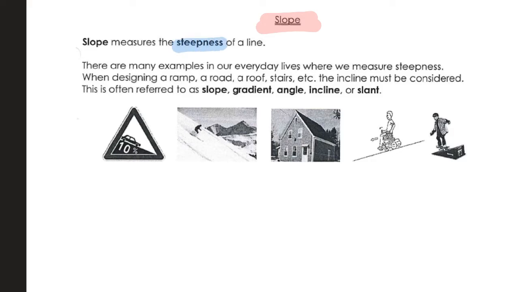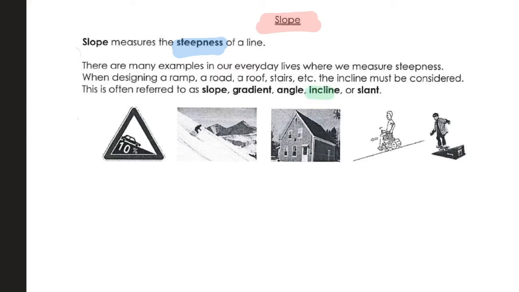Slope measures the steepness of a line. So we're going to start to talk about how steep something is. We're going to start to compare steepnesses. We're going to start to look at how we deal with that in a very abstract way. So I put a few pictures down here, but I also wanted to say, there are a lot of different terms that are used to refer to the incline that we may see in an object.